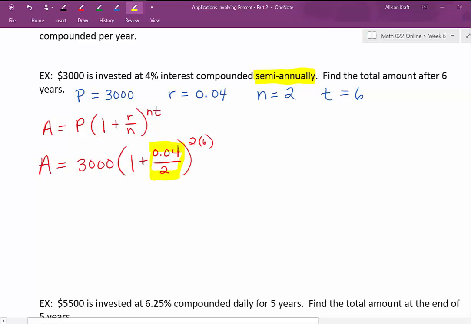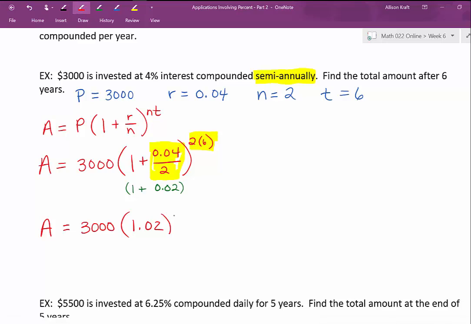If we divide 0.04 by 2, this gives us 0.02, which I can then add to this 1, giving us A equals 3,000 times 1.02. And then we can multiply the numbers in our exponent together and get 12. This is going to be a lot easier to plug into your calculator.